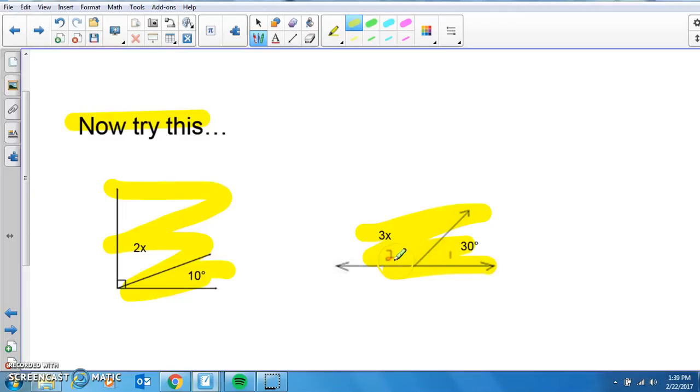this 1 and that 2 right there that you see, that's just referring to, this could be called angle 1, that could be called angle 2. Has nothing to do with the actual angle measures.